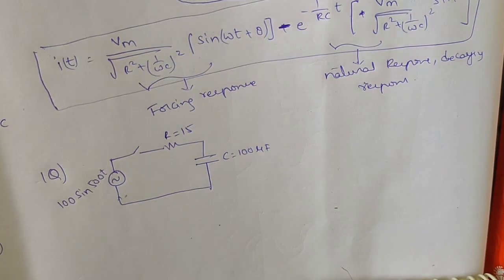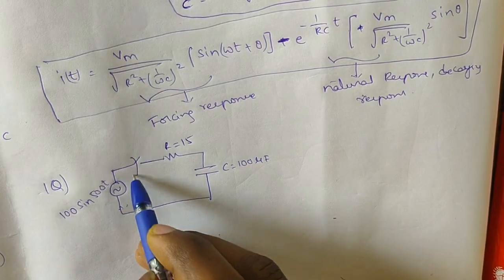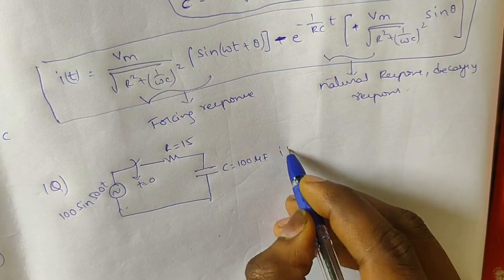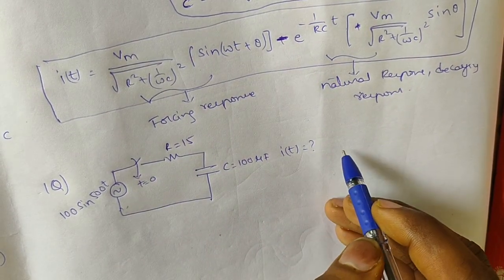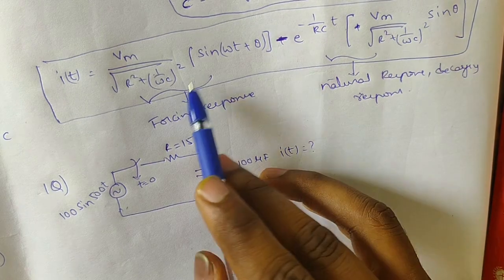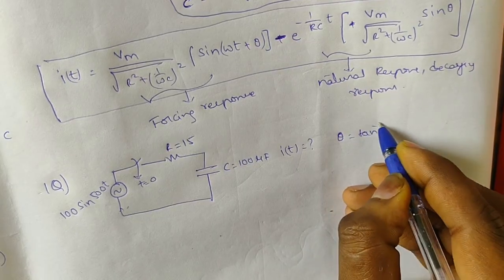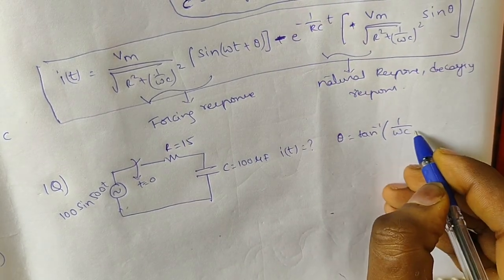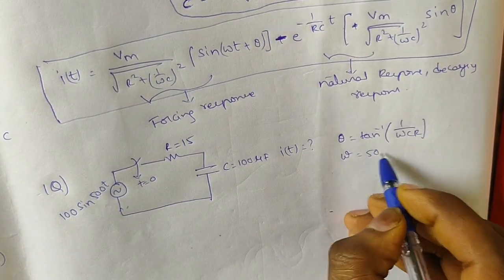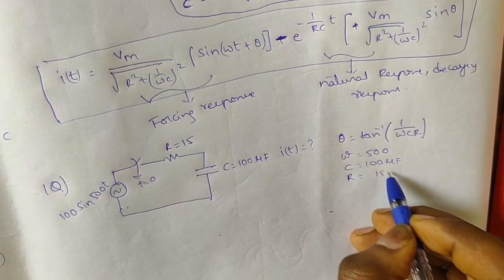Let us look at this question. In this question, at t equal to 0, the switch is closed. We need to find I of t, the current equation. To find the current equation, from this equation, we will find the terms one by one. Now we will find theta. Theta will be tan inverse of 1 by omega C into R. Here omega is 500, C will be 100 microfarads, and R will be 15 ohms.